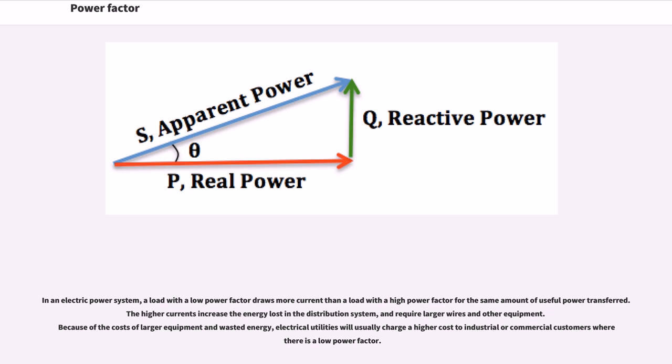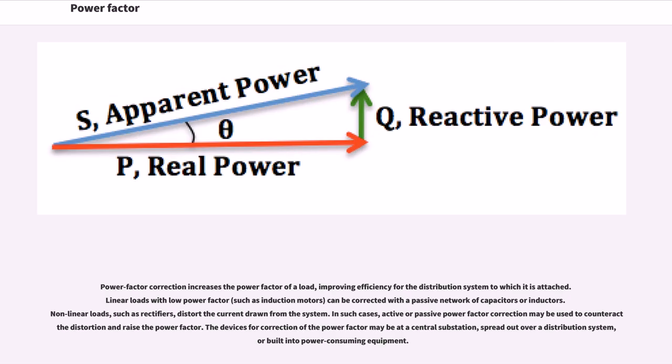In an electric power system, a load with a low power factor draws more current than a load with a high power factor for the same amount of useful power transferred. The higher currents increase the energy lost in the distribution system, and require larger wires and other equipment. Because of the costs of larger equipment and wasted energy, electrical utilities will usually charge a higher cost to industrial or commercial customers where there is a low power factor.